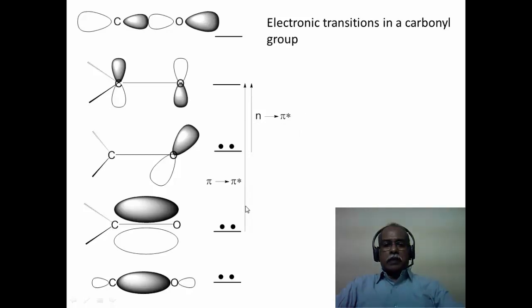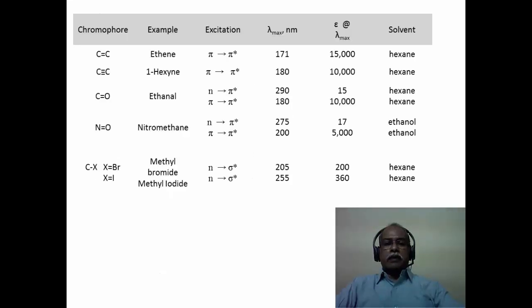The pi to pi star typically comes in the region of about 200 nanometers or so, whereas the n to pi star appears around 300 nanometers or so in the electronic absorption spectrum, or the UV visible spectrum, of a carbonyl compound. Conjugation has its own effect in this kind of transitions, which we will see a little later.